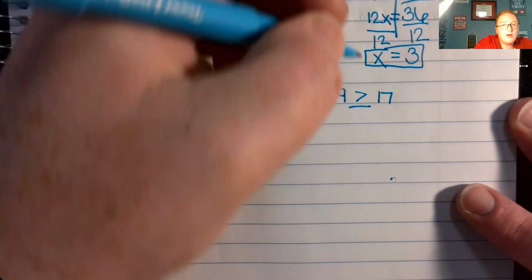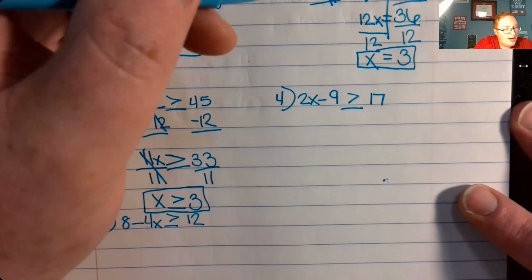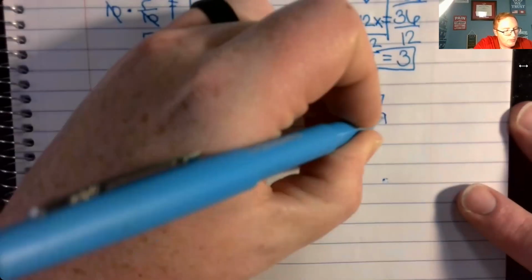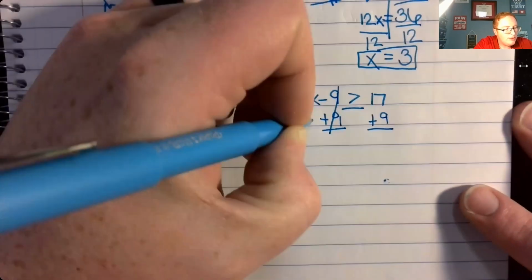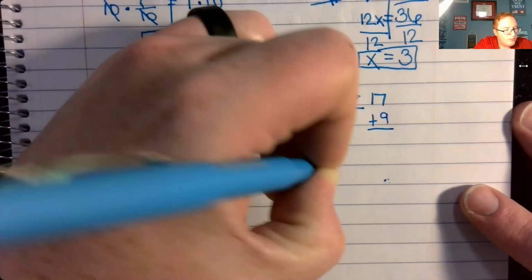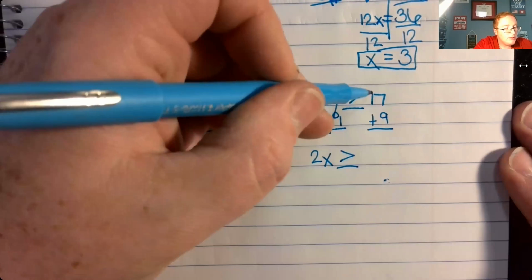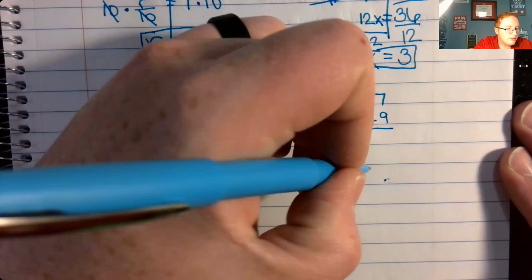Now let's go ahead and try this one. 2x minus 9 is greater than or equal to 17. So I'm going to add 9 to both sides. 9 minus 9 goes away. I bring down the 2x. And then I add 17 and 9. Okay. We know 17 plus 10 is 27, so it has to be 26.